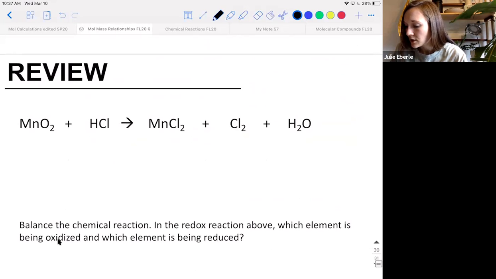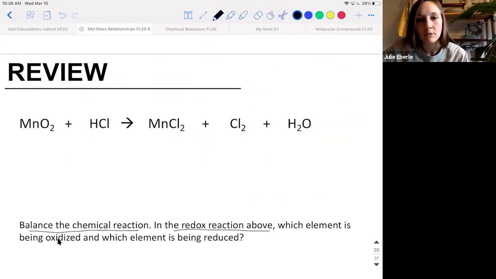This one, you're given a reaction. It says balance the chemical reaction in the redox reaction above. So I'm telling you it's a redox reaction. Which element is oxidized and which element is being reduced? What do you guys think? Here's something I automatically notice if I'm looking at the reactant and the product sides. I see something that's by itself.